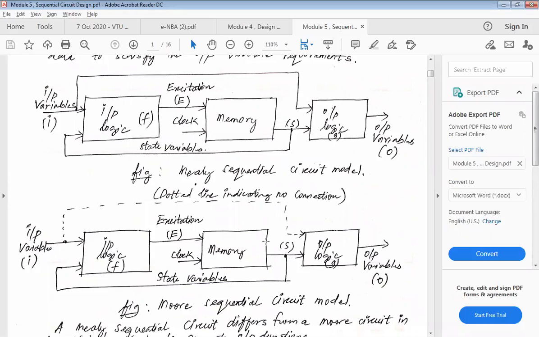But here it is only dependent on the state variable. Part of the output of memory is again connected back to your input logic. Even here, the same thing. If your output logic is only dependent on your memory, then it is called Moore. If it is dependent on input as well, which means there is a connection from the input side, then it is called Mealy sequential circuit model. Any doubts here?